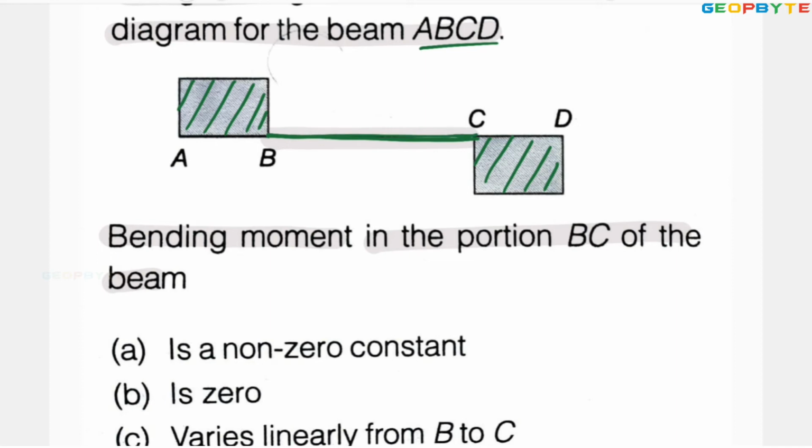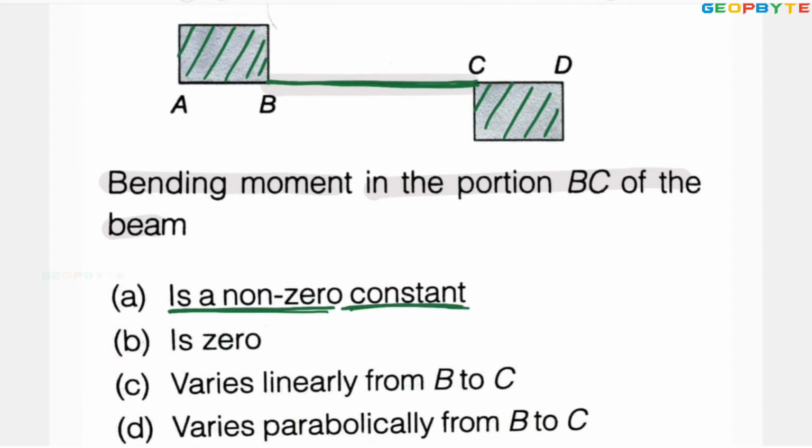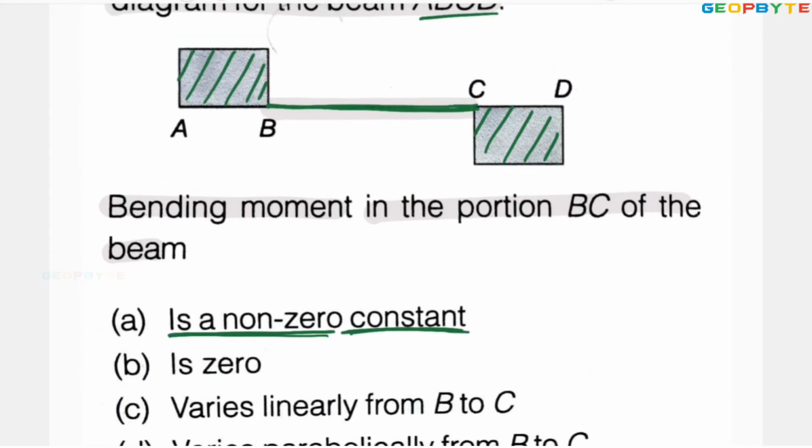Bending moment is existing between B and C but remains constant because the shear force is 0. Look at the options: it is a non-zero but constant. Between B and C, the bending moment must be constant but other than 0 only, though the shear force remains 0 between B and C.